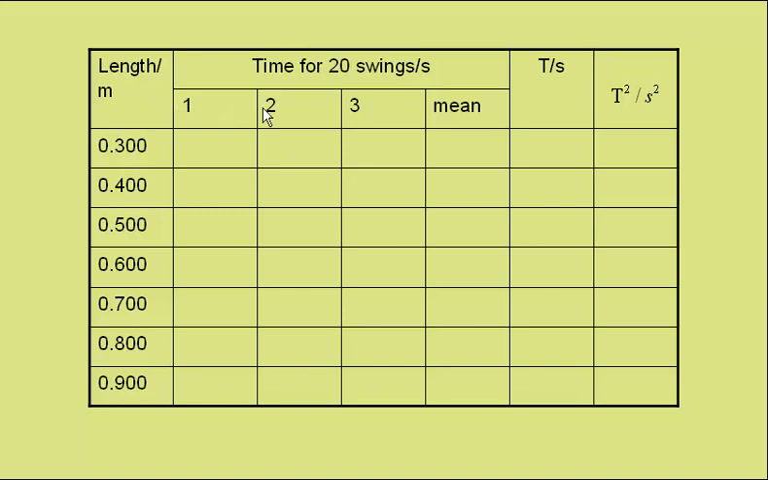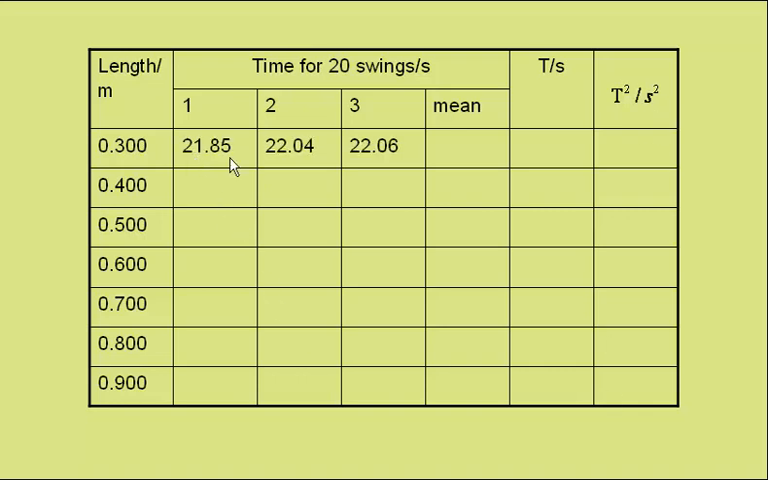This is my columns for my 3 separate readings of 20 swings, and then for calculating the mean of those 3 readings. The heading here covers all 4 columns with the units, but it does not cover this column, so this has its own units for the time for one swing. So this column will be found from our mean divided by 20. I then have a column for the time squared, as we were asked, in the units of seconds squared.